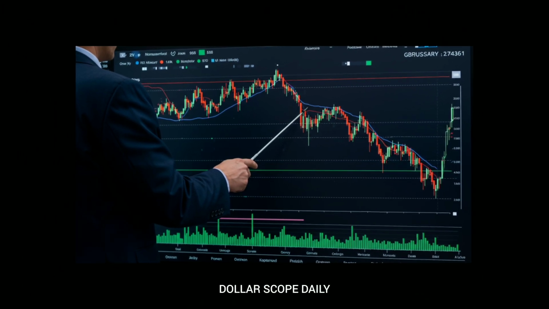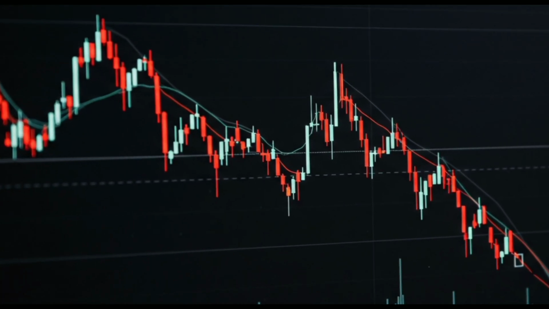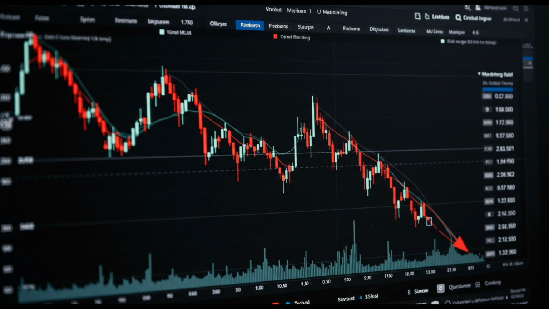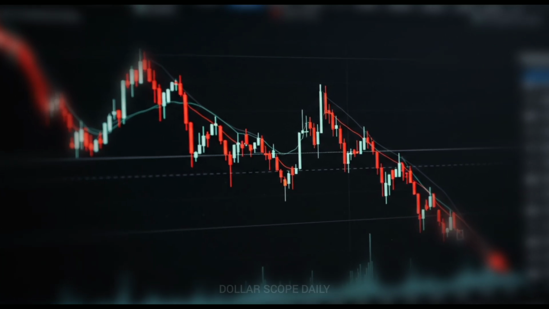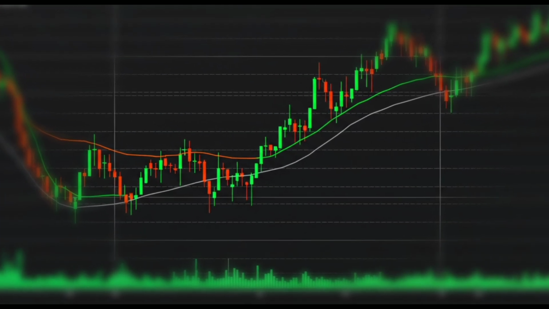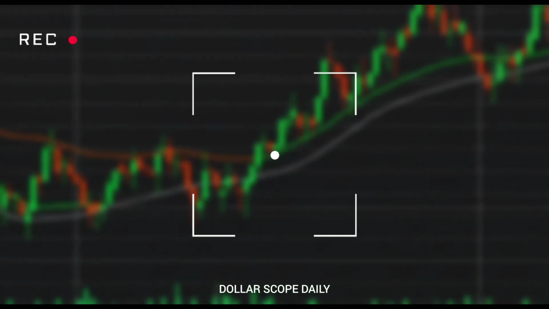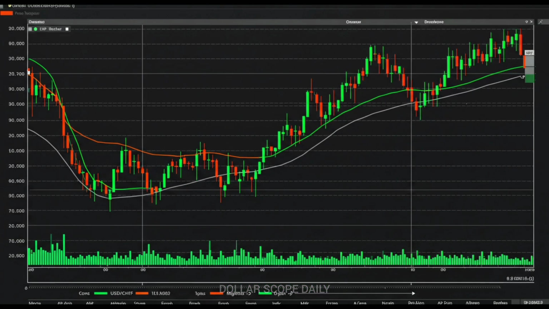Technically, GBPUSD needs to break and close above 1.2800 for sustained upside. If price slips below 1.2680, expect a possible move toward 1.2600 support. Momentum indicators are mixed, suggesting consolidation could continue for now. Our outlook: range-bound trading with a slight bearish bias if DXY resumes strength.